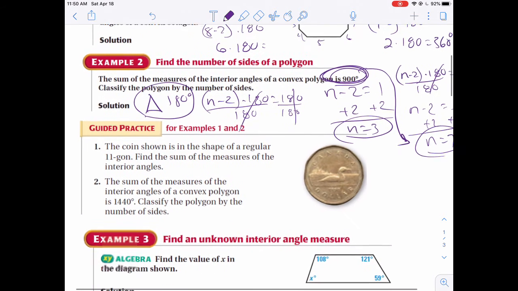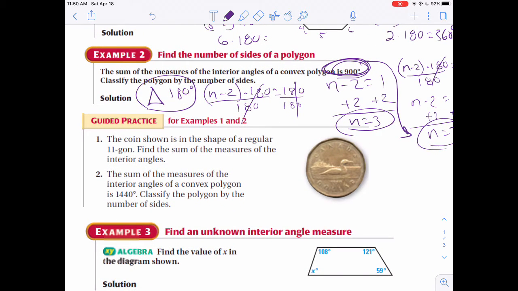We'll do these two here. The coin shows the shape of a regular 11-gon, so it's 11 sides. Find the sum of the measures of the interior angles. Well, let's just plug in, we know n is 11, we plug that 11 into the formula and then multiply. So for number 1 here, it's going to be (11 minus 2) times 180. And 11 minus 2 is 9, so it's going to be 9 times 180. Doing that in my head here, it's going to be 1620 degrees for 11 sides.